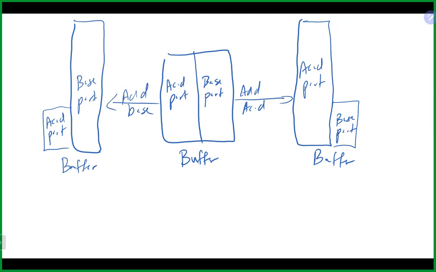And when you make a buffer, there's two things that you want to think about. You want to think about the actual molarity of your buffer, and you want to think about the molarity of your acid or base that you might be adding to it. You can make a buffer that actually is a buffer, but you could add way too strong of an acid or base to it, and you'll blow right through the buffer.